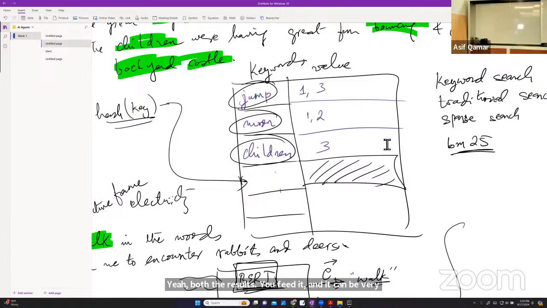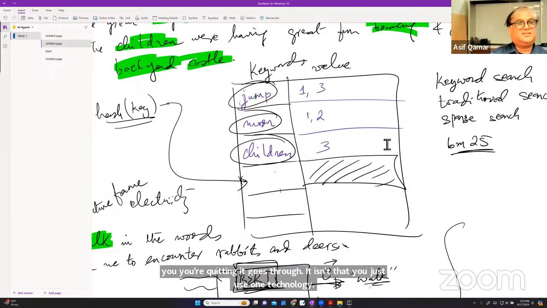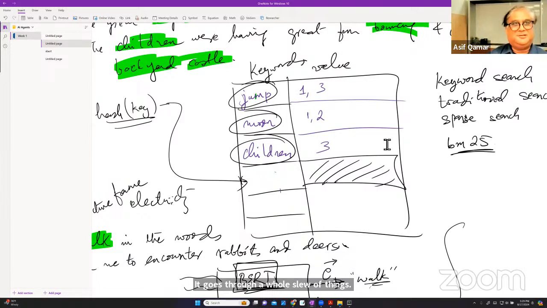From whatever public information we have, for example, Google and all of these big guys, when your query goes through, it isn't that you just use one technology. It goes through a whole slew of things. It's sort of a scatter gather. And then you put it together, re-rank it, and so forth. TikTok, all of this is there.